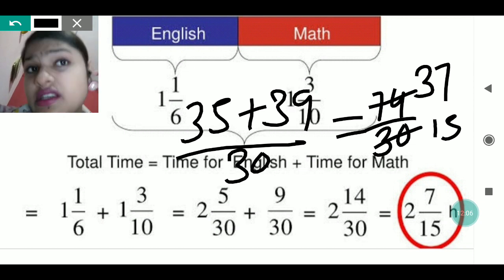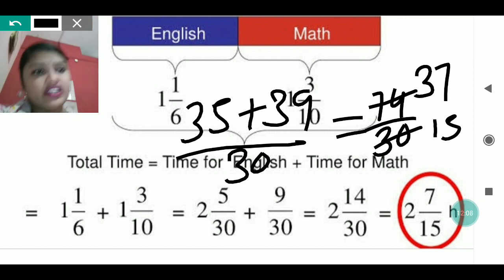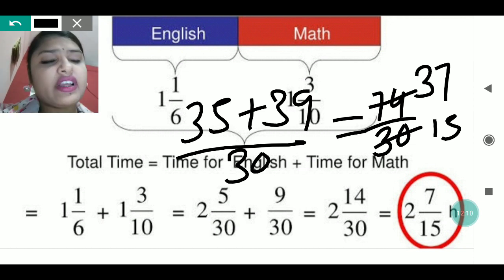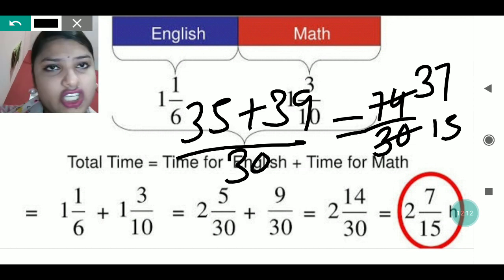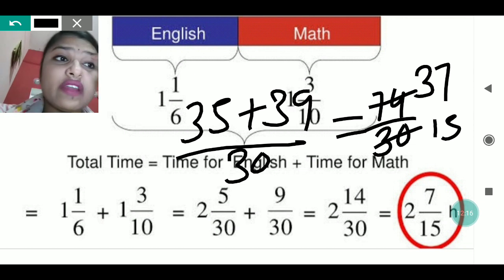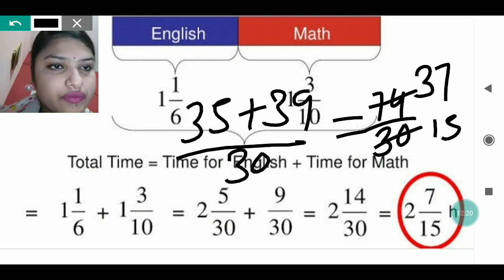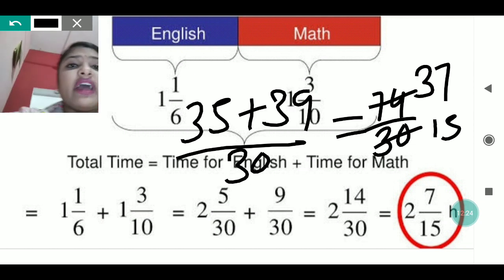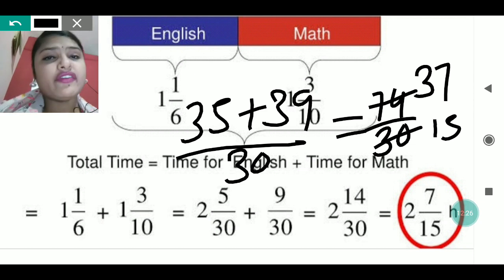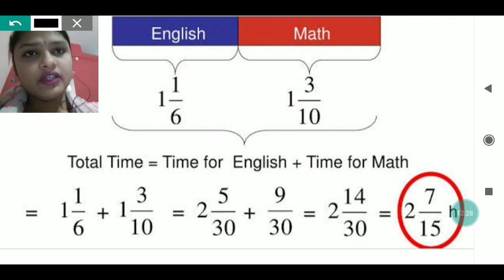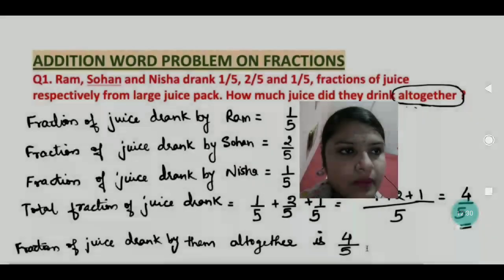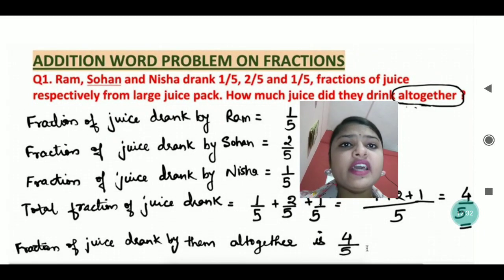If with any number it is not divisible, we will convert it into the mixed fraction. When you convert, then you will get 2 7 by 15, and that 7 by 15 is in its lowest term. Okay, one more example is this. See, this question is given. Addition word problems on fraction.